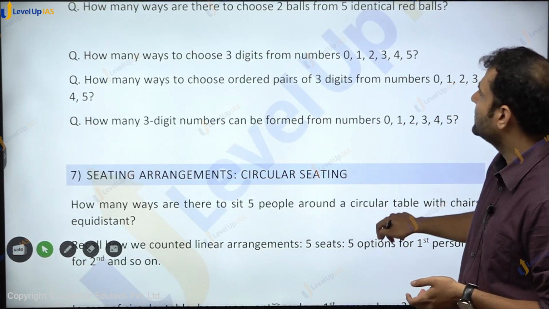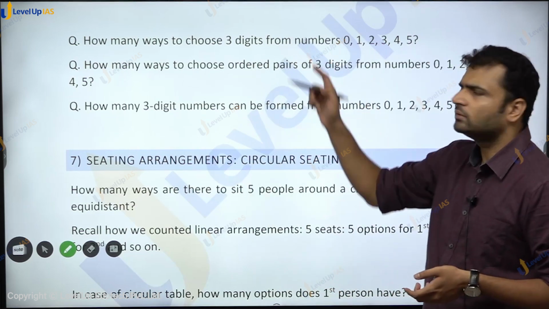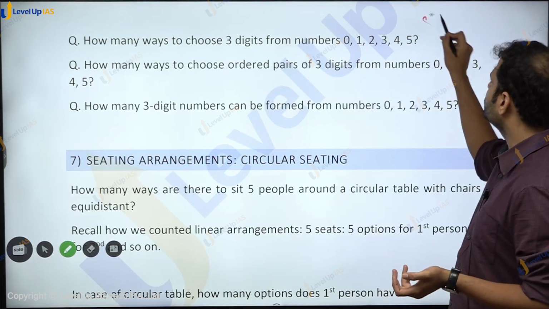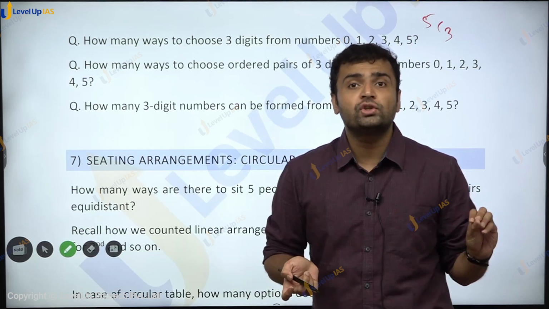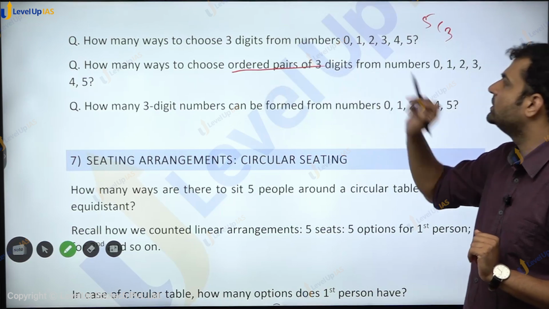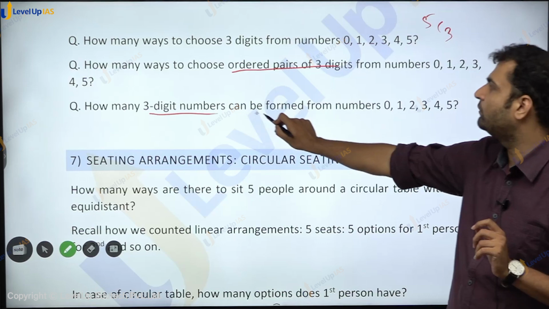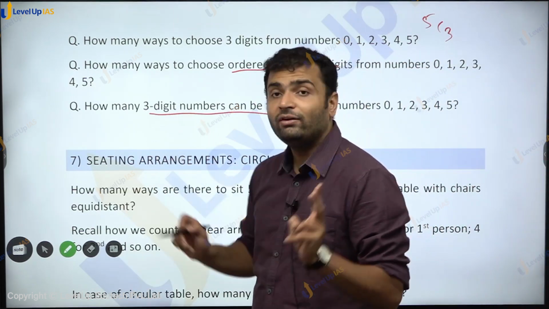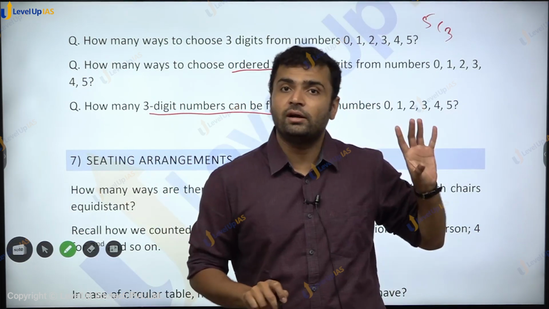नेक्स्ट, हाउ मेनी वेज टू चूज 3 डिजिट्स फ्रॉम दिस 5 डिजिट्स? क्या करना है? वी वांट टू चूज 3 डिजिट्स आउट ऑफ 5। हाउ मेनी वेज आर देयर? 5 चूज 3, चूज ही तो करना है, उसके साथ क्या करना है वो नहीं बोला है, we just have to choose. Next, how many ways are there to choose ordered pair of 3 digits from these numbers? And next question देखो, 3 digit numbers can be formed. दोनों क्वेश्चन अलग है, because when you have 3 digit number automatically 0 cannot come at the hundreds place.